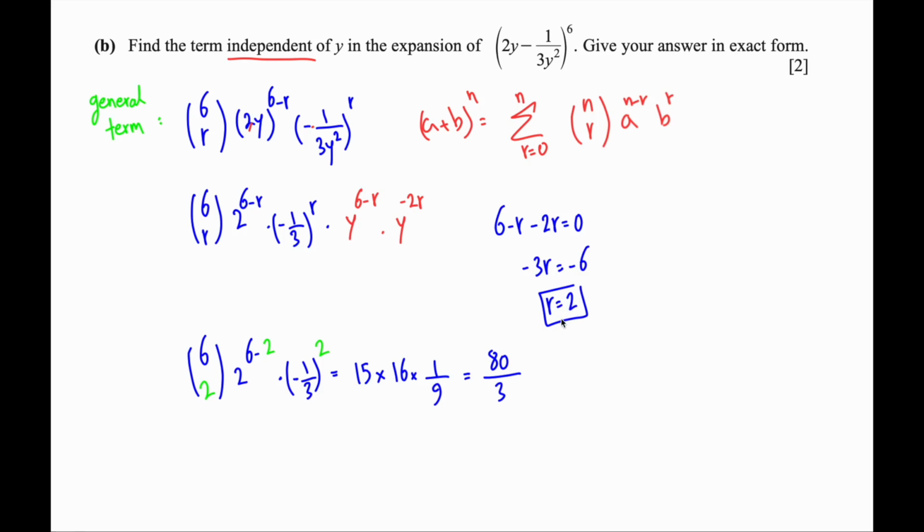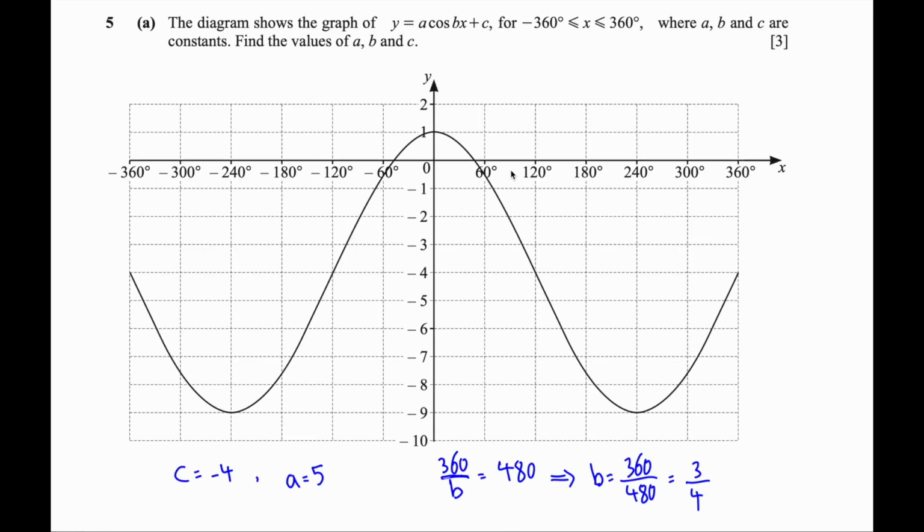Now that I know the value of r, you just go back to the same formula you started with. Now you just target the coefficient or the constant part, not the variable part. You make the substitution and you get the final answer, which is 80 over 3. Question number 5.